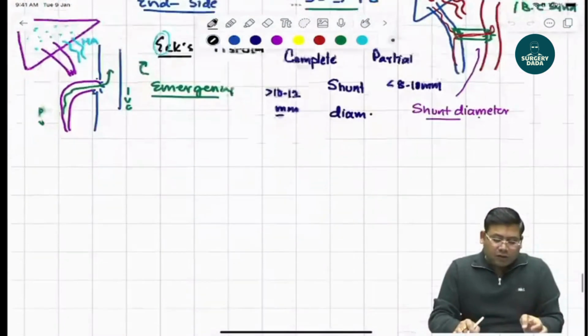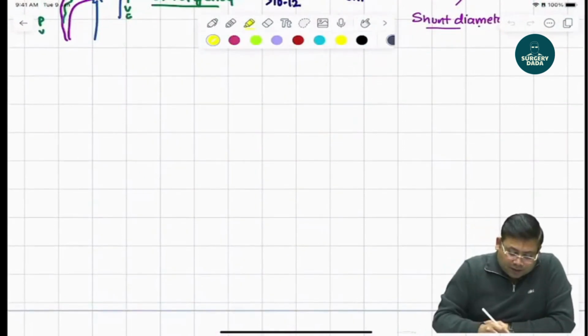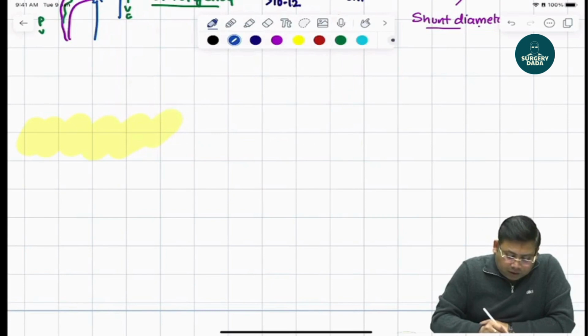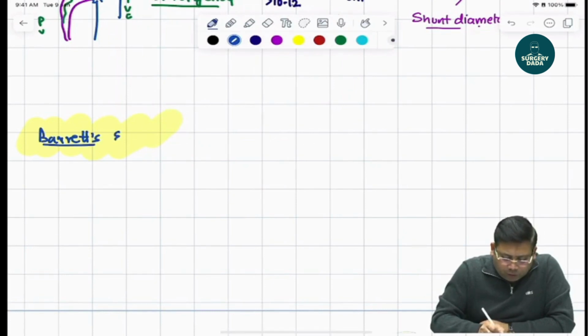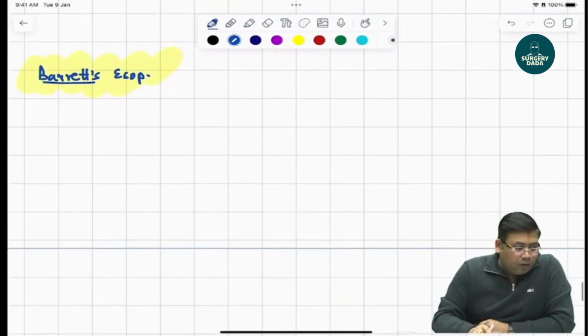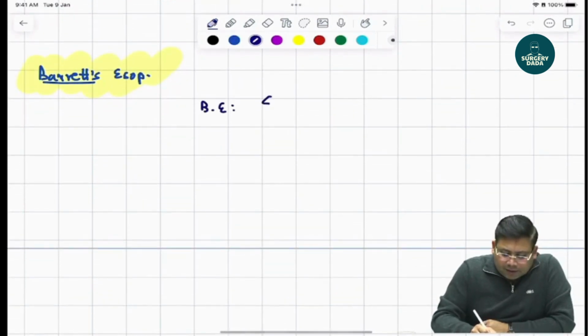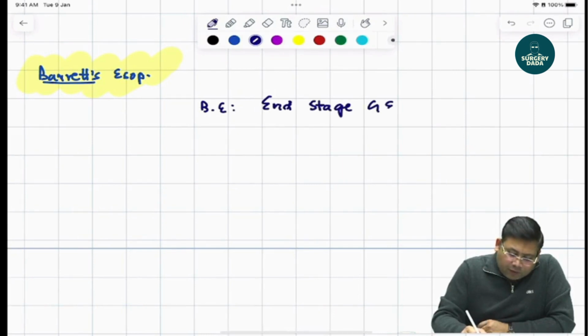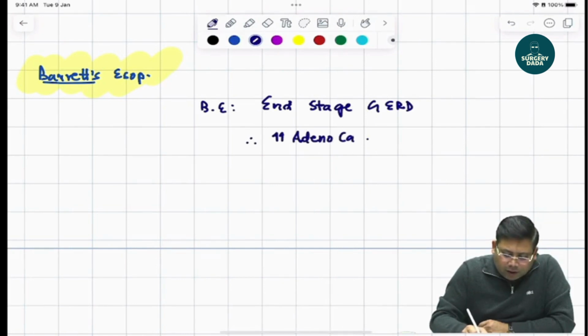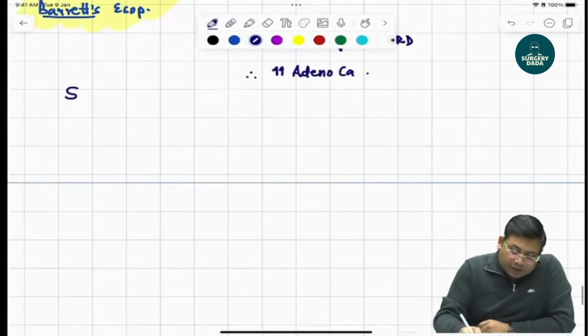Next, let us talk about the management of Barrett's. This is again very important. When we talk about Barrett's esophagus, we need to understand 5 important points. The first is, Barrett's esophagus is nothing but end stage GERD. And when you talk about end stage GERD, therefore there is increased risk of adenocarcinoma. Point number 1. What is Barrett's esophagus?